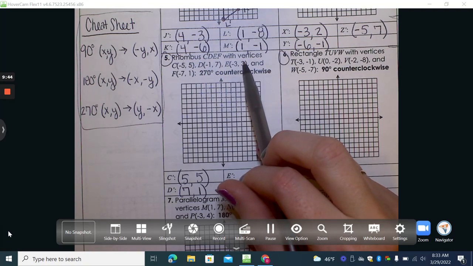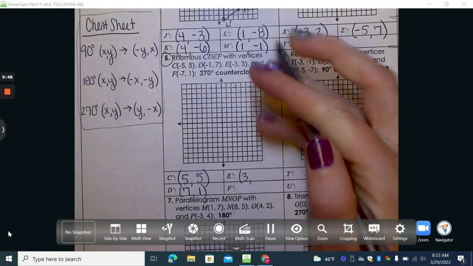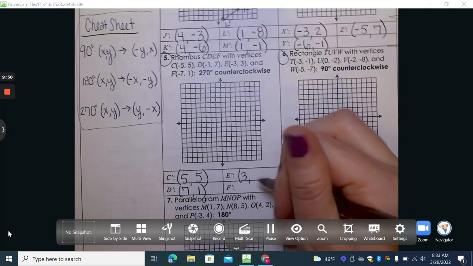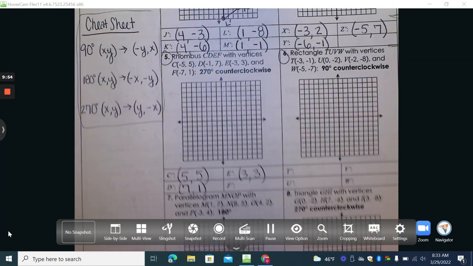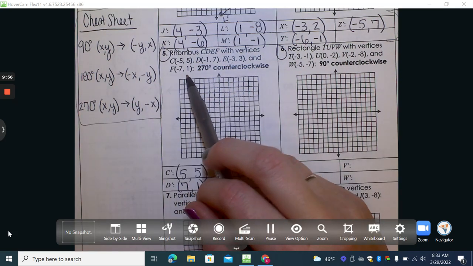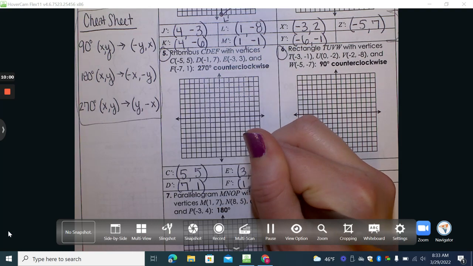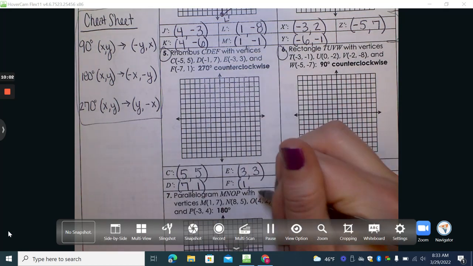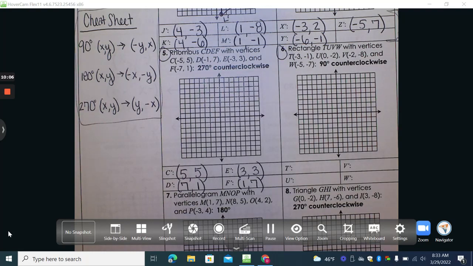E is -3, 3. They're going to flip around. I'm going to put the +3 first, and my -3 is now going to change signs and become +3. F is negative 7, 1. That positive 1 is now going to come first. And that negative 7 is going to become positive 7. So those are my new ordered pairs.